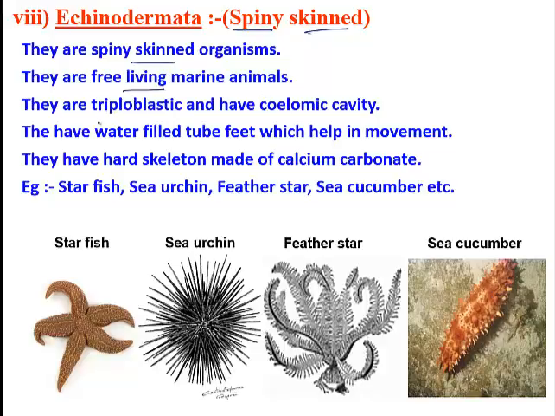These are triploblastic and have a coelomic cavity. They have water-filled tubes which help in movement, and also a hard skeleton, with calcium carbonate deposits found on the body. Examples are starfish, sea lily, feather stars, sea cucumber, etc. Sea cucumber is also one of the harmful things, and when you go to the beach, you pray that you don't actually meet this guy.